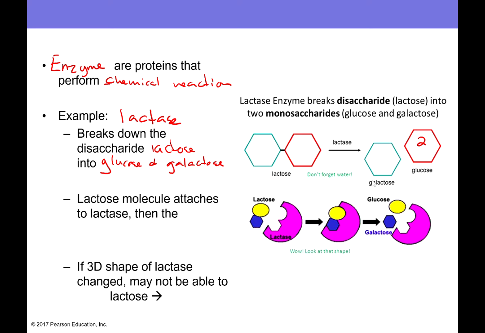And in order to do that, lactose binds to the actual lactase protein. And once bound, the protein causes the chemical reaction that splits this bond so that galactose and glucose can move separately. So the lactose molecule attaches to lactase, then the enzyme breaks the bond between them.